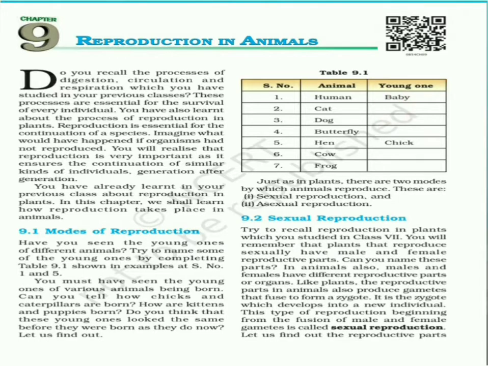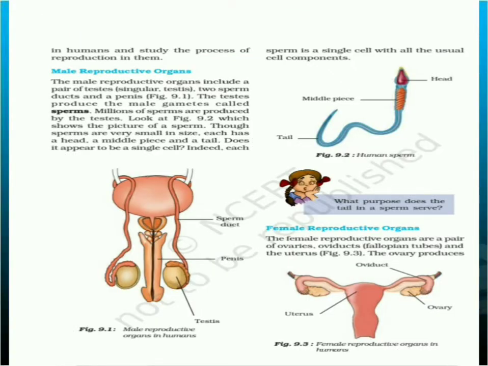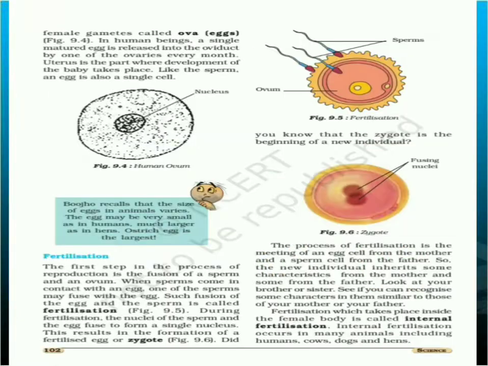And today what we are going to learn is sexual reproduction in animals and human beings also. Especially the male reproductive organ we are going to study, and the male reproductive gamete, that is sperm. Next we are going to study about the female reproductive organ, and the female reproductive gamete, that is ovum. And last we are going to study about fertilization.